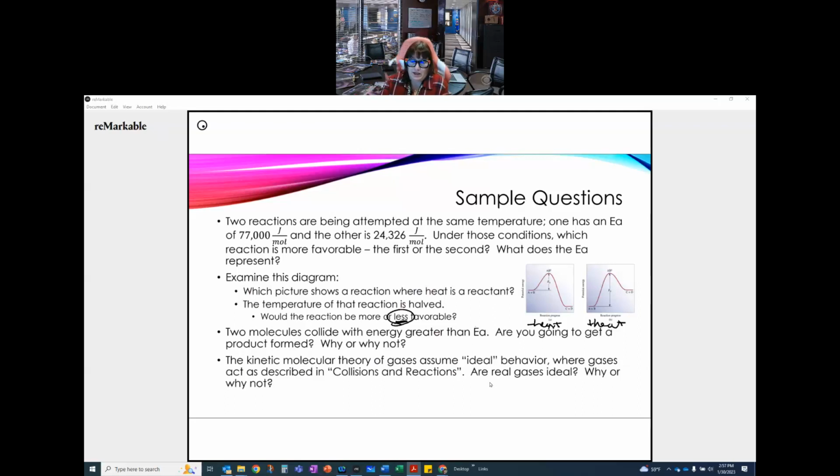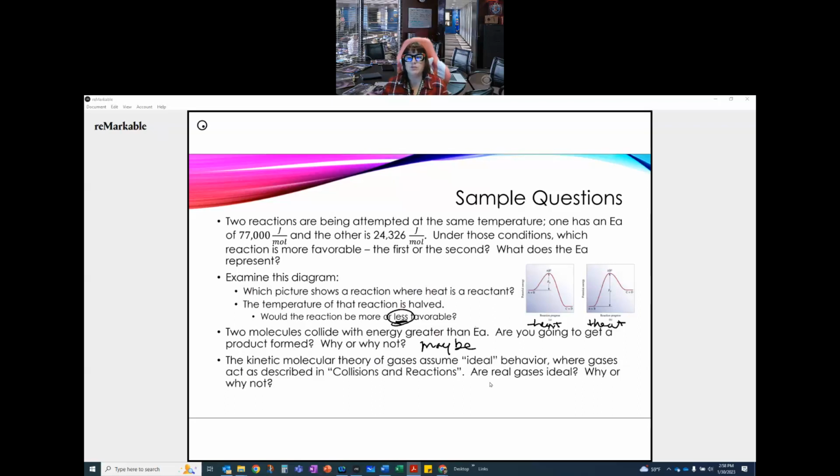Two molecules collide with energy greater than EA. Okay. Are you going to get a product? Why or why not? No, they hit with enough energy to do something. Am I going to make a product? And my answer is maybe. That's because if they're going to hit and make a product, they have to be in the correct orientation, and I have no guarantee that they're in that correct orientation. So my answer is maybe. I don't have enough information to tell you for sure.